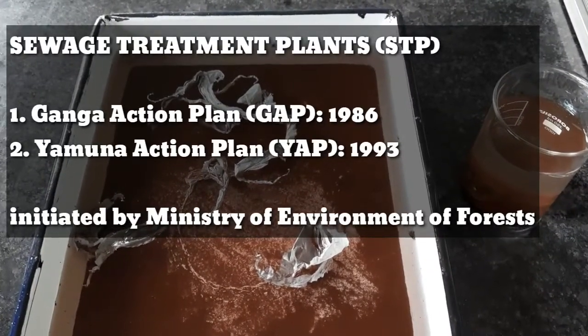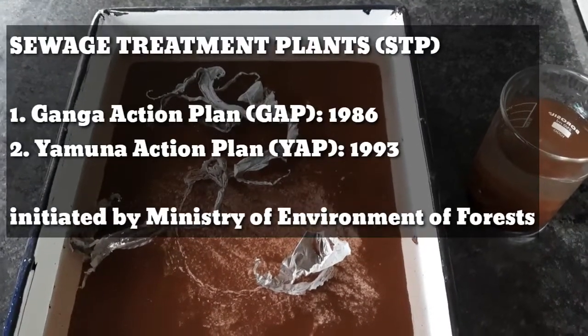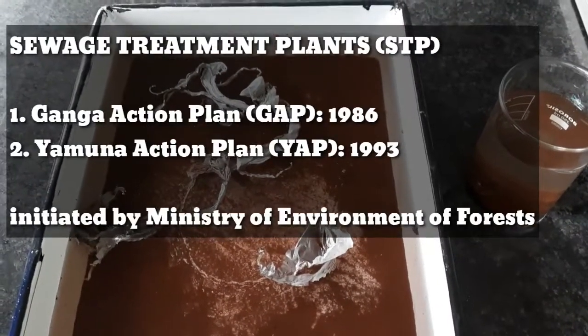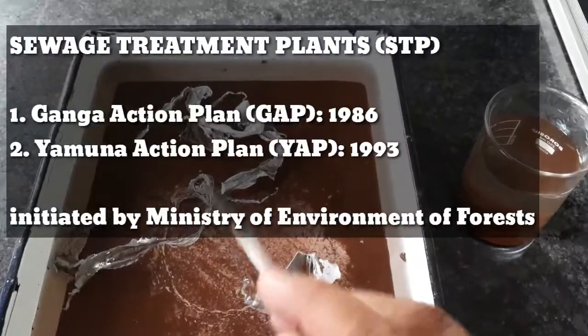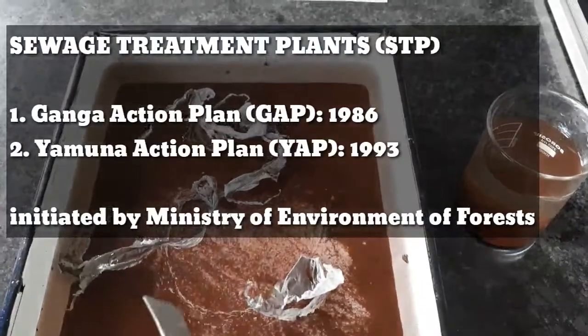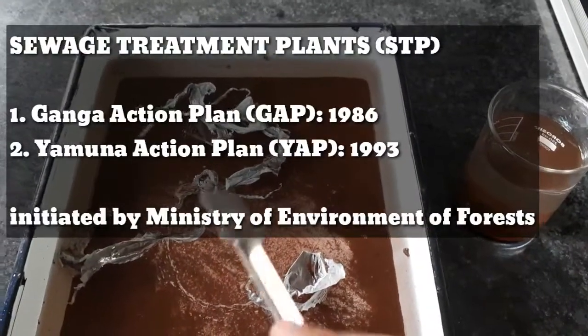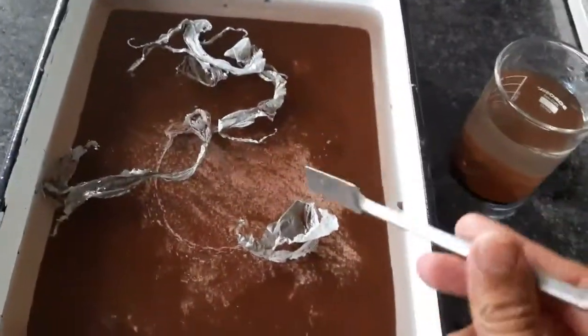Another plan is called YAP, that is Yamuna Action Plan. YAP, not yak, yap. Okay, so Yamuna Action Plan. There are two plans. GAP, Ganga Action Plan, was initiated in the year 1986. YAP was initiated in the year 1993. Please write down that. Okay, I will not use the board for this, so hope you can understand this.